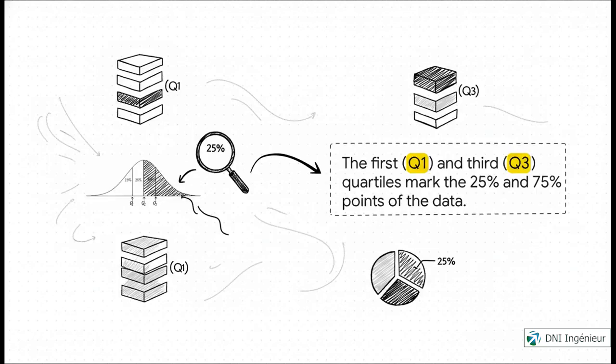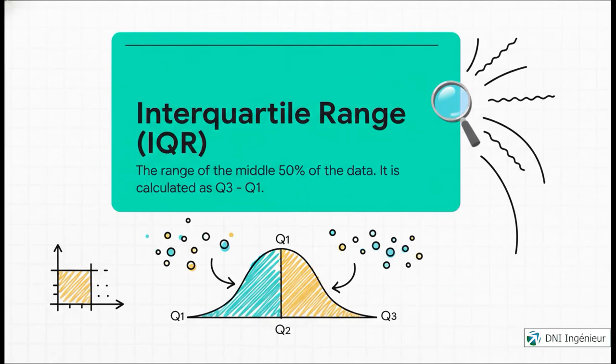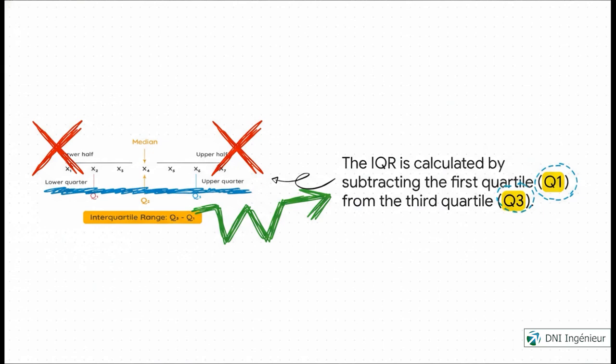Then you've got Q1 and Q3. These mark the 25% and 75% points in your data. So the interquartile range, or IQR, is simply the range of that middle 50% of your data. And this is awesome because it focuses on the middle chunk, completely ignoring any crazy outliers on the ends.